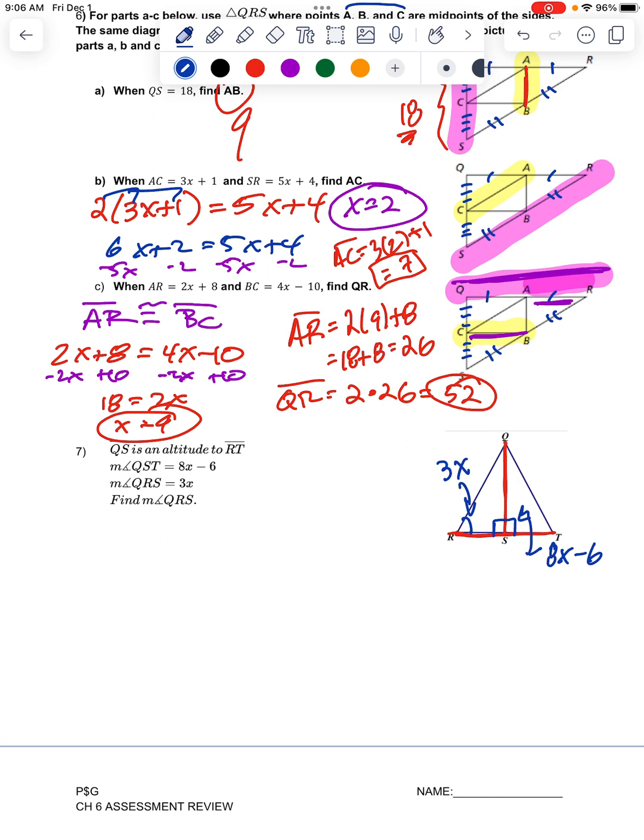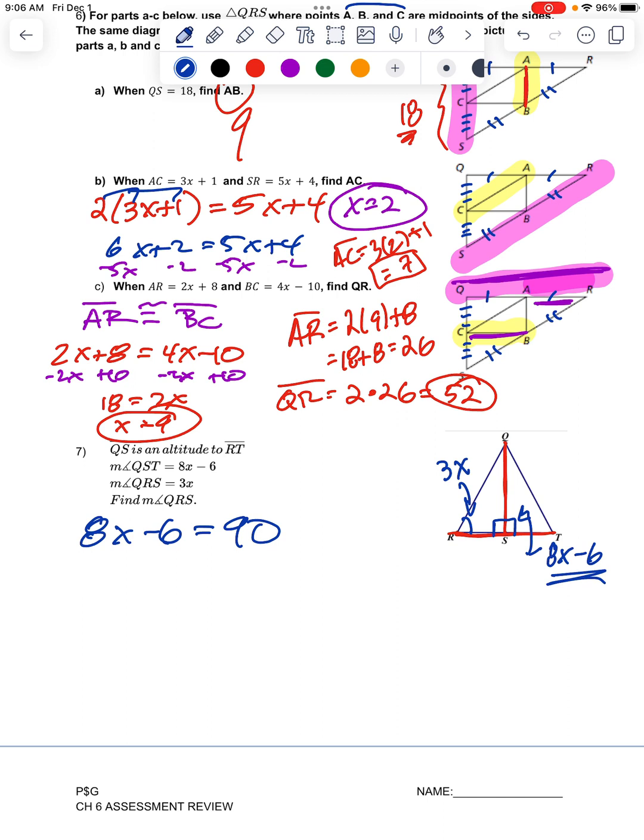So don't be fooled by this. Usually we set these equations equal, but in altitudes, I don't. With altitudes, I'm dealing with right angles. So the question is, which angle is right? It's this one, QST. It's the one that is formed by our altitudes. So if QST is our right angle, that means my 8x minus 6 has to be 90 degrees.